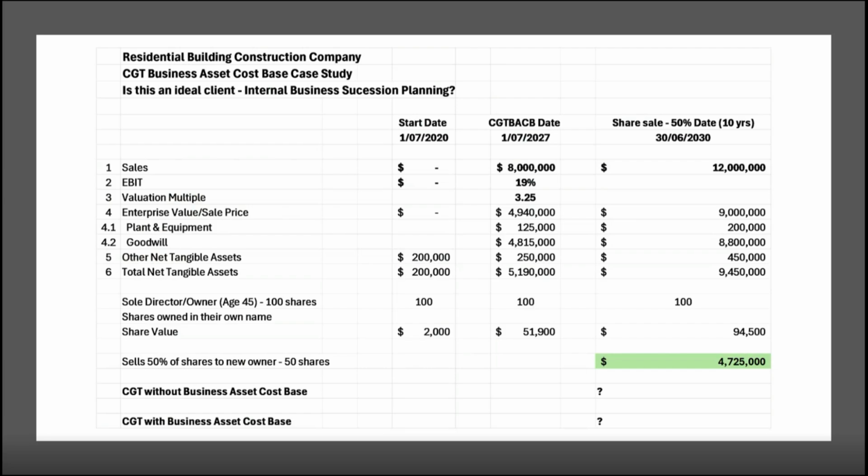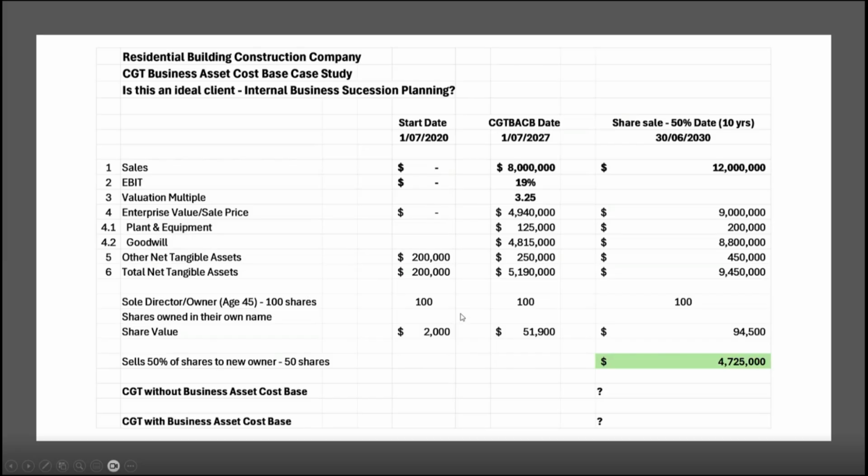So let's have a look at this internal business succession planning case study. It's a residential building construction company. It started on the 1st of the 7th, 2020. The sole director owner put $200,000 into the business and issued 100 shares. The share value was $2,000 as at the 1st of the 7th, 2020.